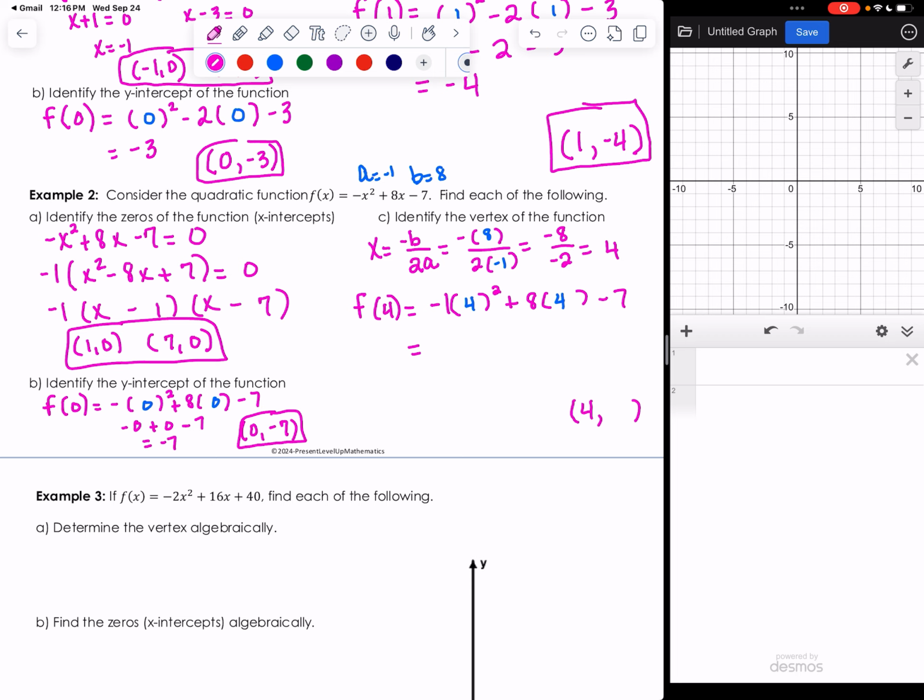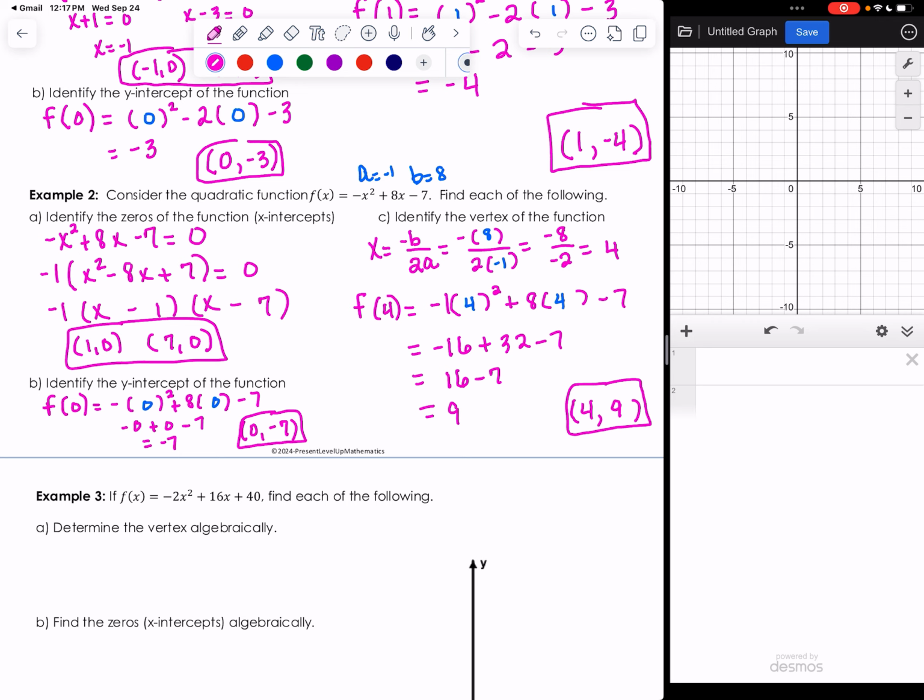16 times negative 1 would be negative 16. 8 times 4 is 32, and then minus 7. So negative 16 plus 32 is positive 16, and then we have minus 7. So 16 minus 7 would be 9. So our vertex of this function would be 4 comma 9.